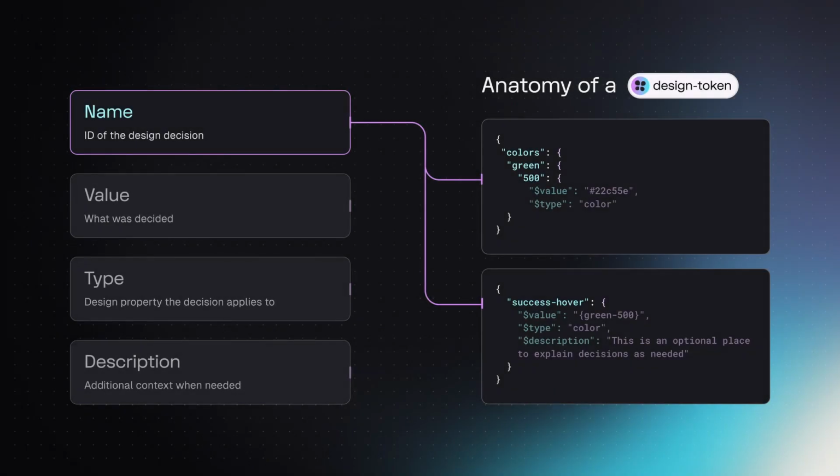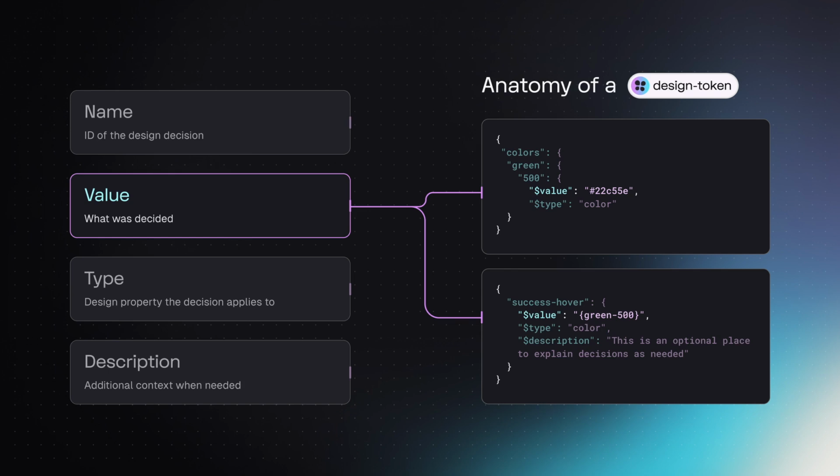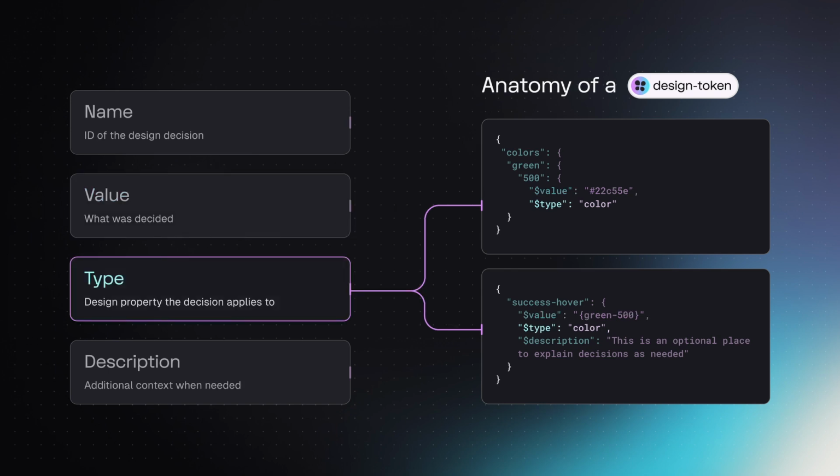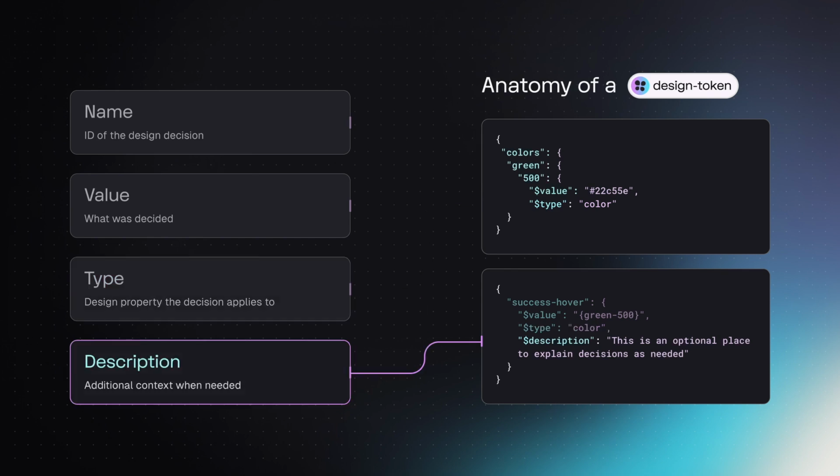Now, if we look at what a token looks like in code, we have the name, and that acts as the ID for the design decision. The value of whatever we decided. The type that the token is. Now, if I have the same value and the type, for example, was a text or a string token, it would tell the system to apply this as a string of text as opposed to apply the color. So it's pretty important. And the description is optional. You can use the description field to add some notes in there that your engineers can actually see when they consume your tokens.